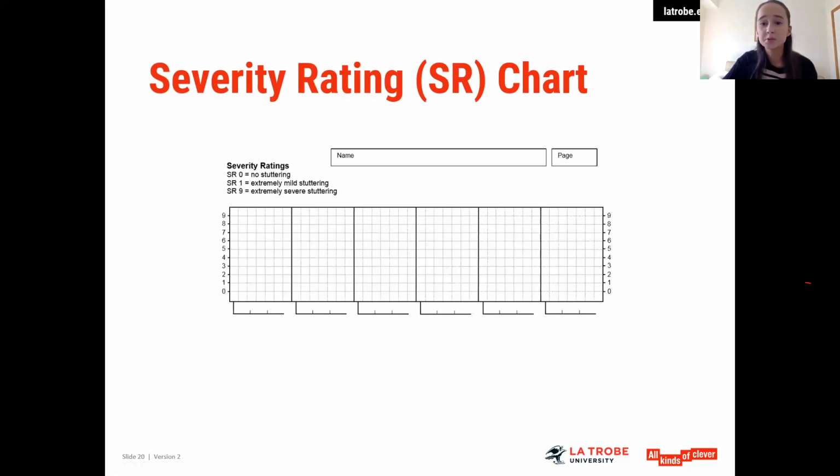So this is an example of the severity rating chart we'll be sending to you to use in the program. Each block represents a week. And in each of the individual columns within each block are separate columns to represent each day of the week. You simply place a dot on the line that correlates with what rating you have decided to give your child as to the severity of their stuttering for that day as a whole.